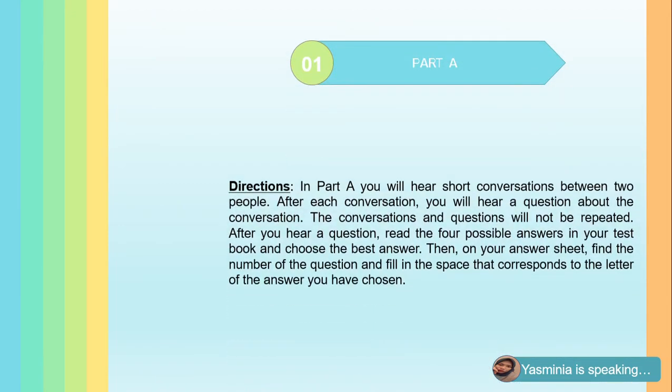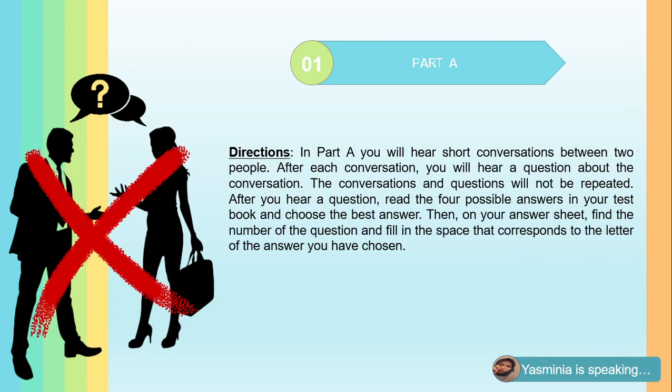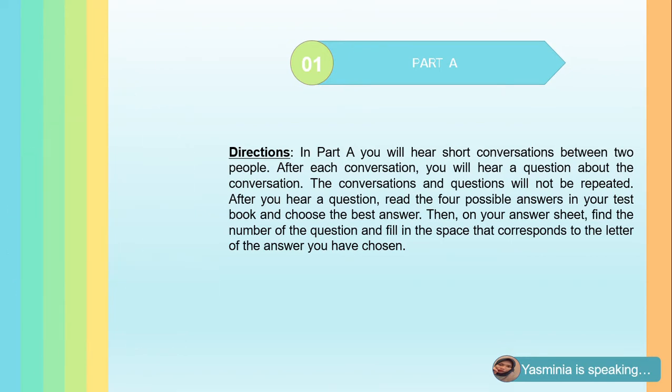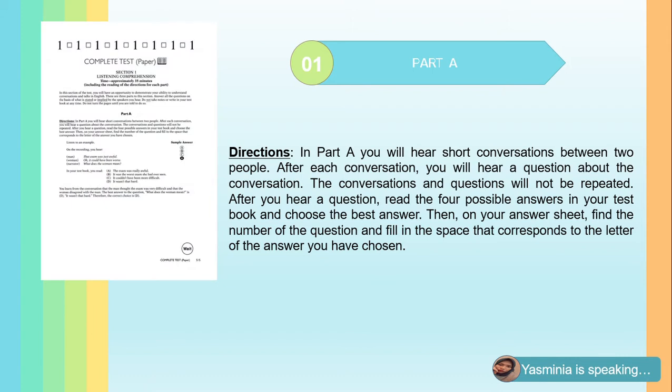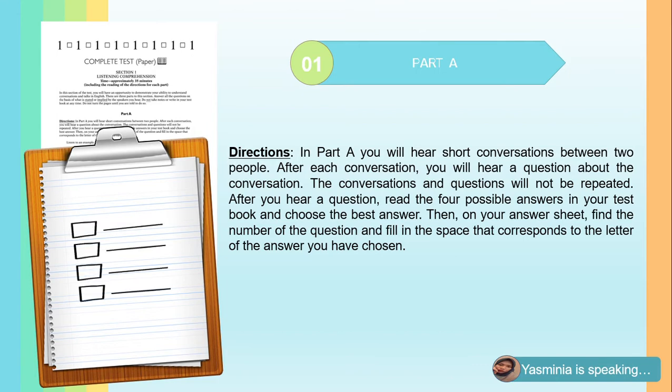Section 1, Part A. In Part A, you will hear short conversations between two people. After each conversation, you will hear a question about the conversation. The conversation and question will not be repeated. After you hear a question, read the 4 possible answers in your textbook and choose the best answer. Then, on your answer sheet, find the number of the question and fill in the space that corresponds to the letter of the answer you have chosen.